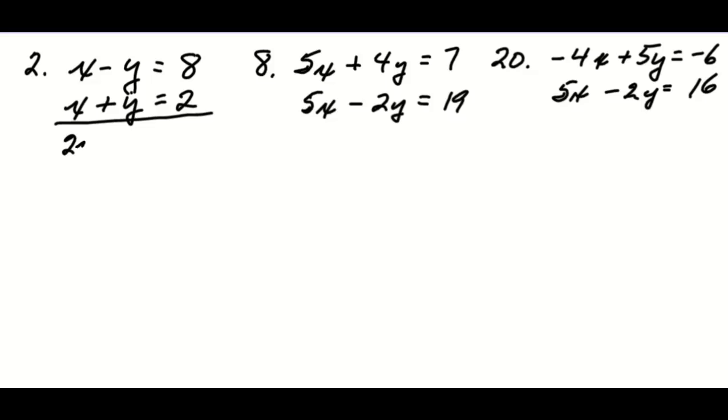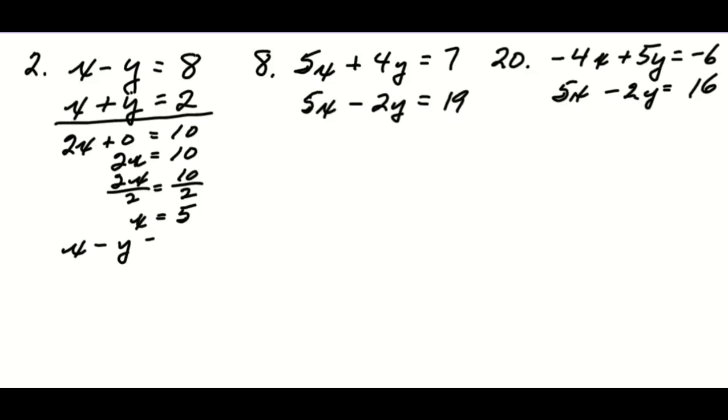X plus x gives me 2x. But a negative y and a positive y gives me 0, and that equals 10. So what I have is 2x equals 10, and then 2x over 2 equals 10 over 2, and x equals 5. Now I can take either one of those equations. So let's take the first one, x minus y equals 8.